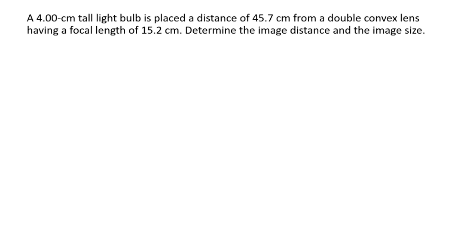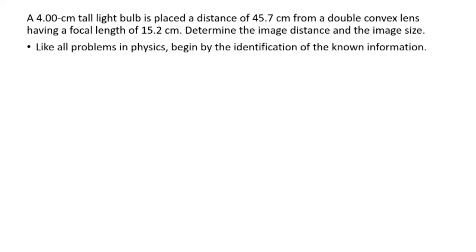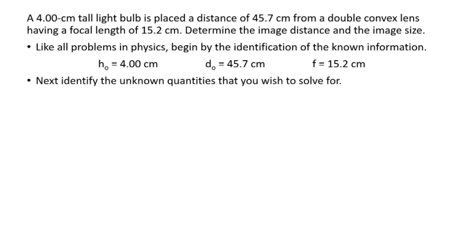Here's an example using a convex lens. A 4 centimeter tall light bulb is placed a distance of 45.7 centimeters from a double convex lens having a focal length of 15.2. Determine the image distance and the image size. So we're going to begin by identifying the known information. We have the object height, the object distance, and the focal length. And then we're going to identify the quantities that we want to solve for. We want image distance and we want image height.